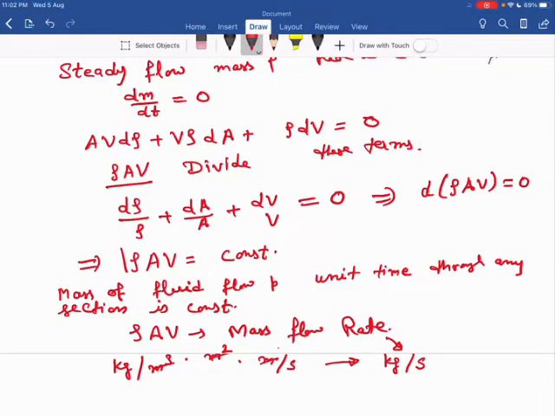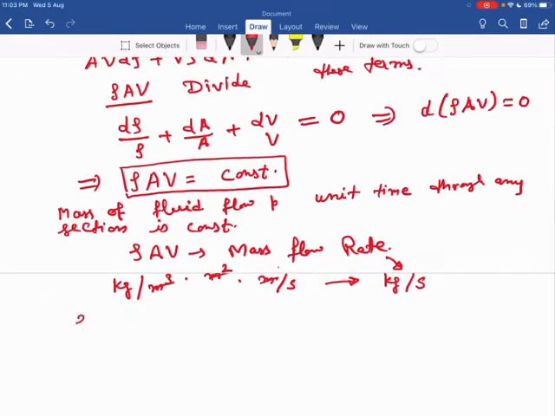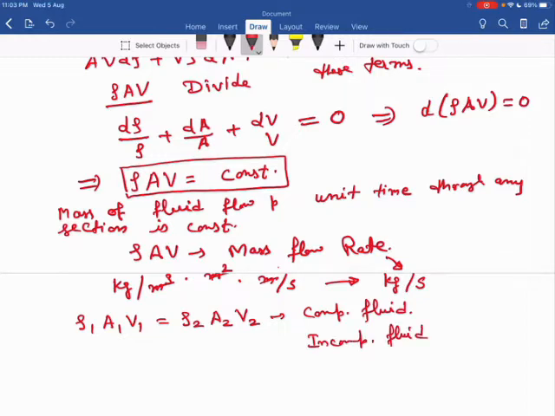Now this equation holds good for compressible as well as for incompressible fluids. So for compressible fluids you can write as rho 1 A1 V1 equal to rho 2 A2 V2. This is for compressible fluids. Now in case of incompressible fluids, there is no change in density when we move from one section to another section. So therefore rho 1 is equal to rho 2. So you can write this relation as A1 V1 is equal to A2 V2.